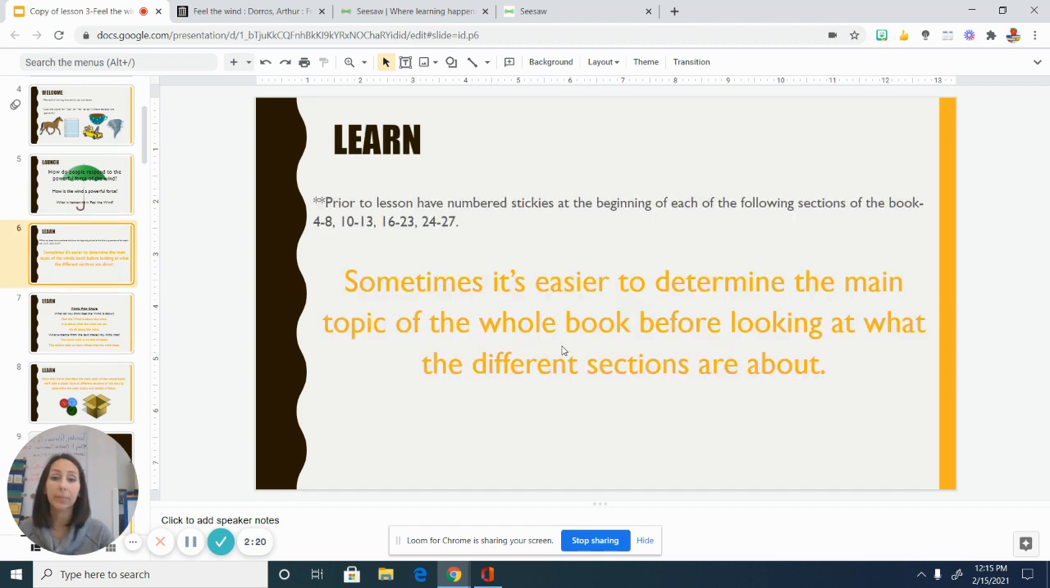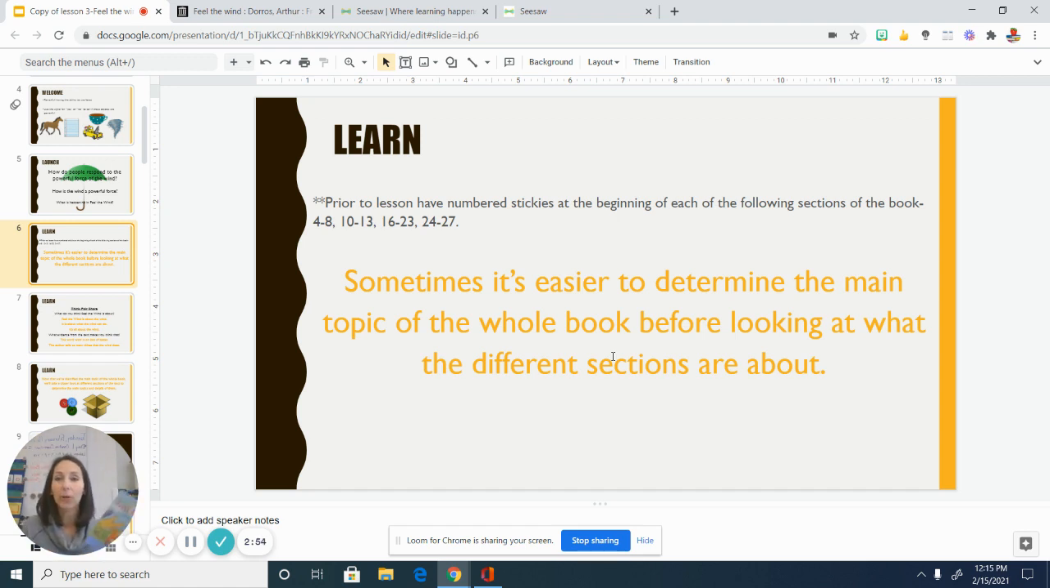Sometimes it can be easier to look at the text as a whole, and try to figure out what the main topic is of the whole text, and then go back and look at some sections. So that's what we're going to do. When you look at this text, Feel the Wind, which we read earlier this week, and think about what all of the pages are talking about, what is the main topic of this text? What do you think?